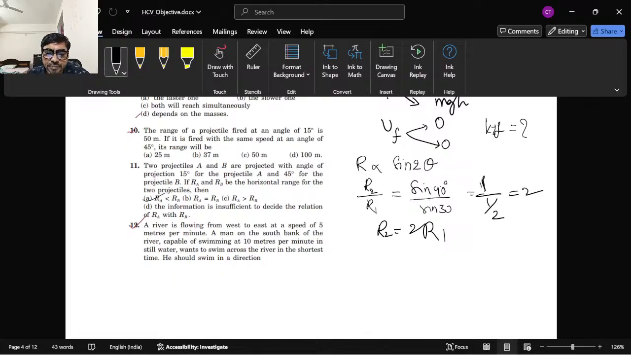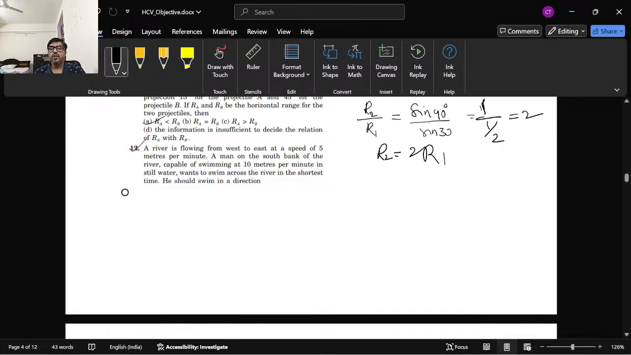A. Okay, next. A river is flowing from west to east. For me, this is east and this is west. Correct one. Sun rises here this way only. It is going from west to east in this direction at a speed of 5 meters per minute. A man on the south bank of the river, capable of swimming at 10 meters per minute in still water, wants to swim across the river in the shortest possible time. He should swim in a direction.